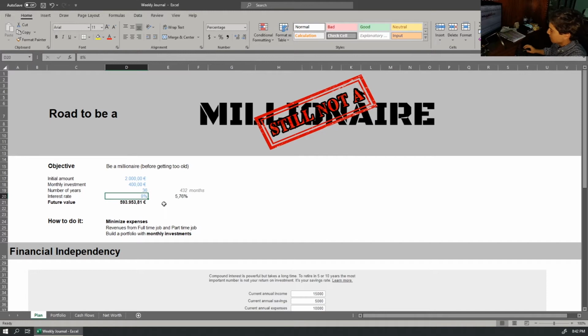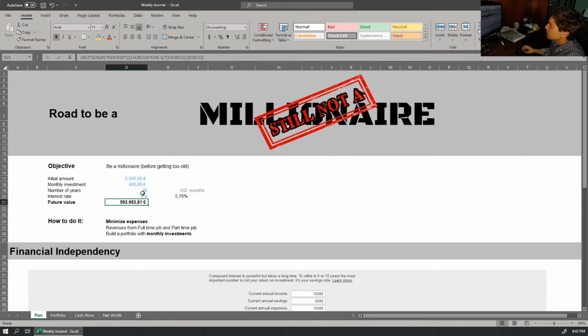Of course, if I add a higher interest rate, this would come closer to the one I had before. But this means that, for example, now in order to reach 1 million again, I will need an interest rate of 11% instead of the 8% that I was considering before. But let's leave it here at 8%.